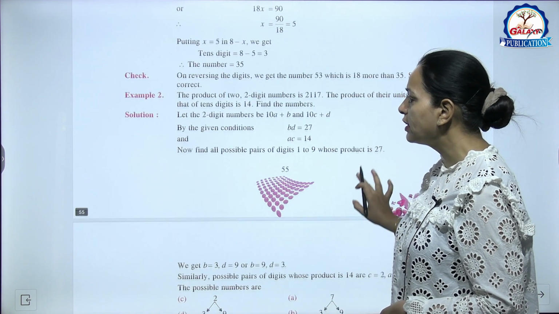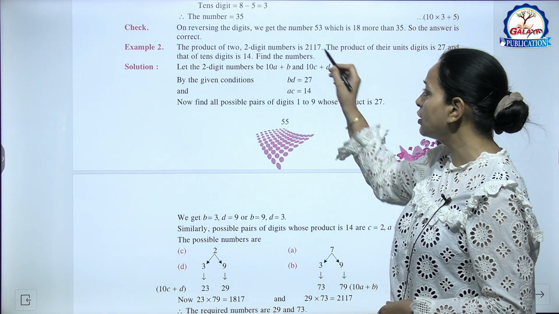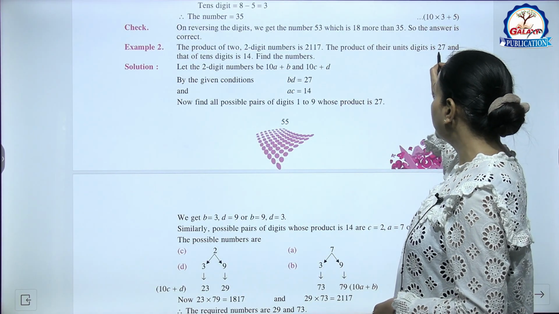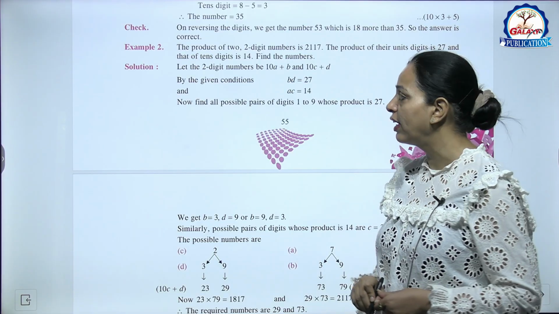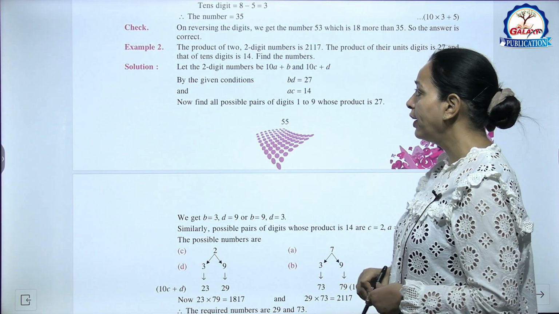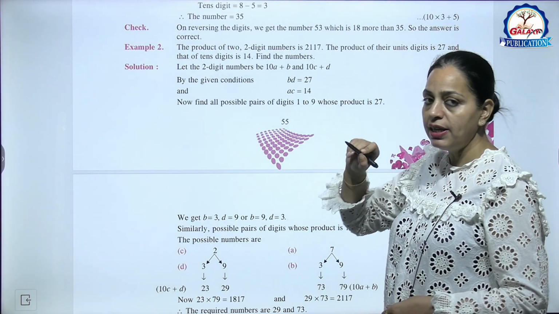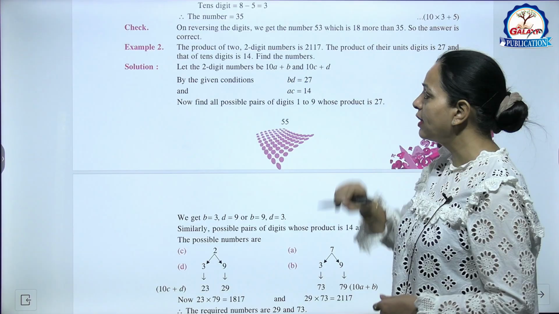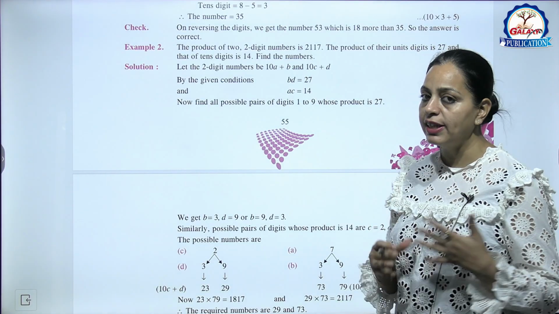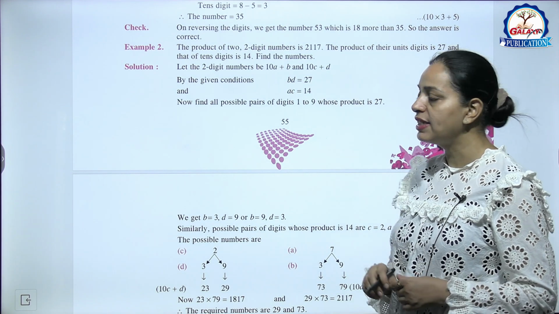Now here, example 2: the product of two two-digit numbers is 2117. The product of their unit digits is 27 and that of their tens digits is 14. Find the number. So let the two-digit numbers be 10a plus b and 10c plus d, because the product of two two-digit numbers, हमें दो numbers assume करने हैं. One is 10a plus b and the other is 10c plus d.